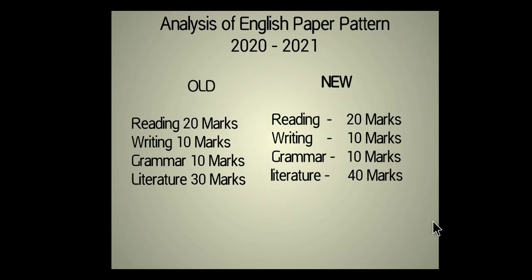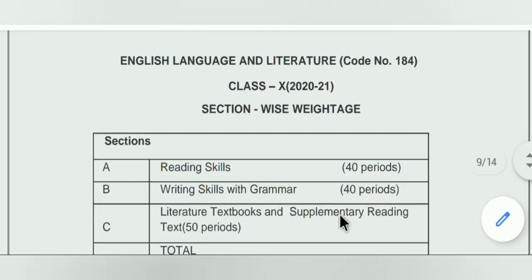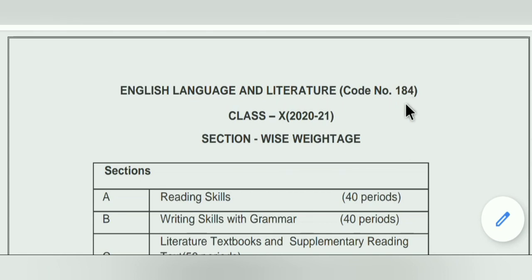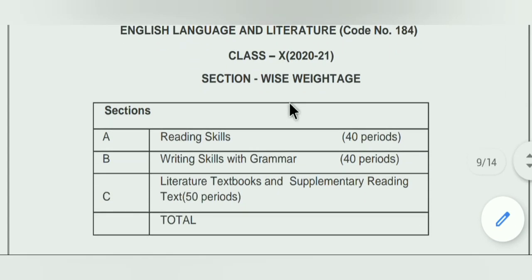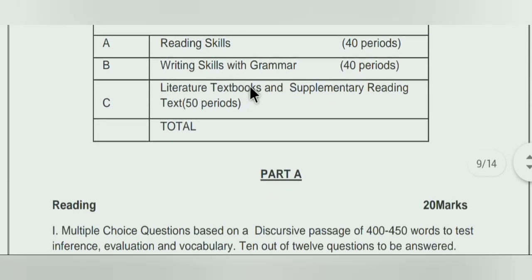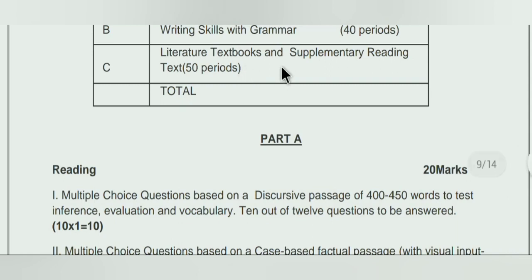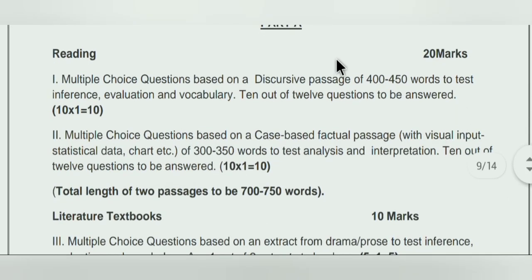Let's move on. Watch the video and then we will try to analyze the syllabus. Watch the details of the paper pattern to understand. So for your English Language and Literature, code 184, for class 10, the weightage for this year, that is in the pandemic situation, the year 2021, is going to be the accurate scaling for reading skill, writing skill, grammar and literature, including the textbook and the supplementary reader. Let's start with Part 1.